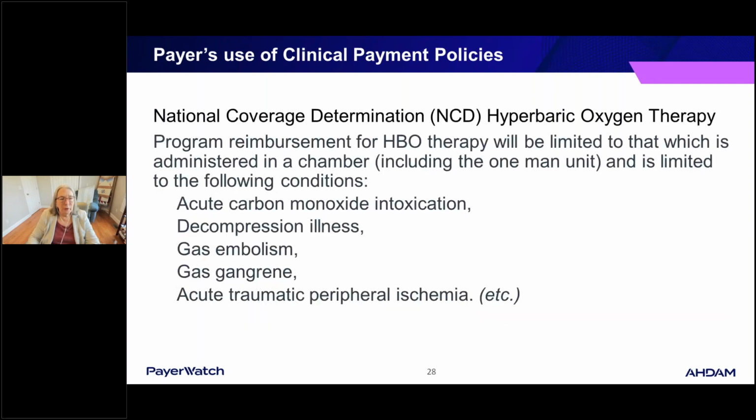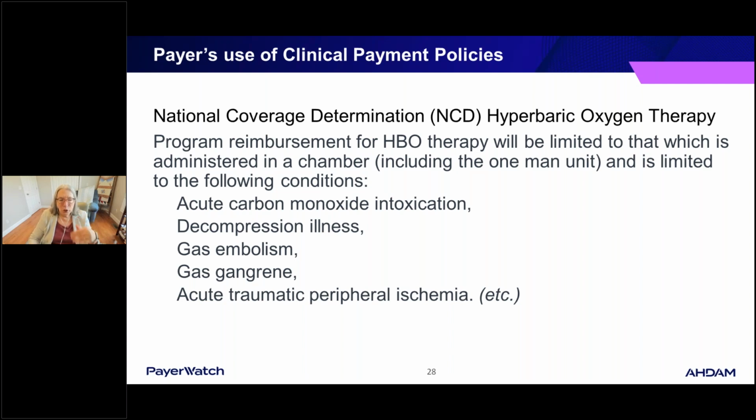Okay, so this is just an example of an NCD, a national coverage determination. This is traditional Medicare for hyperbaric oxygen therapy. They state in their NCD, reimbursement for HBO therapy will be limited to that which is administered in chamber and is limited to the following conditions. And they've got a list of about 15 conditions.